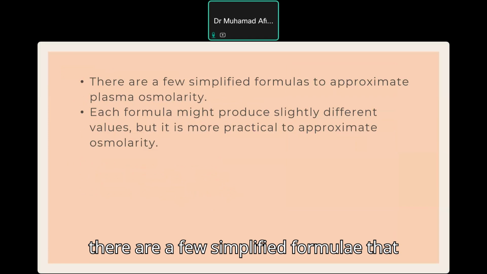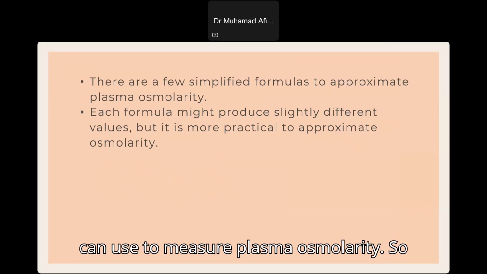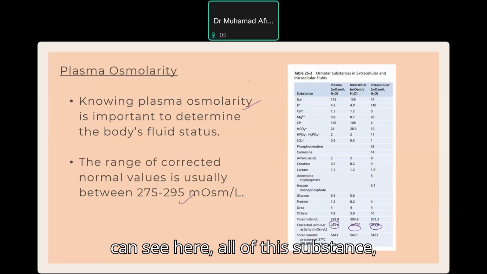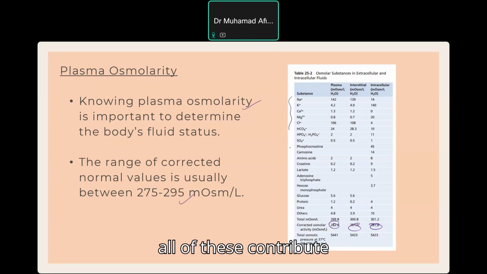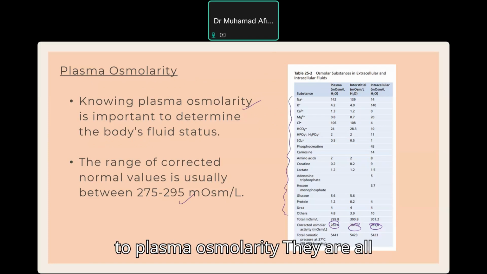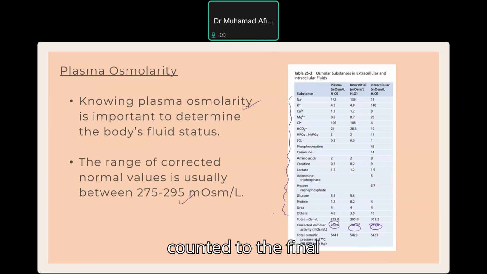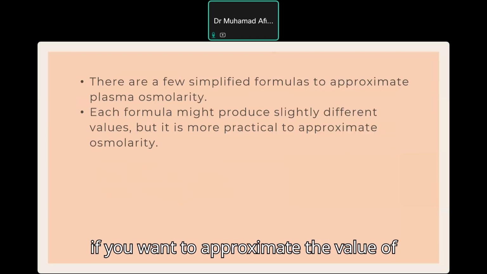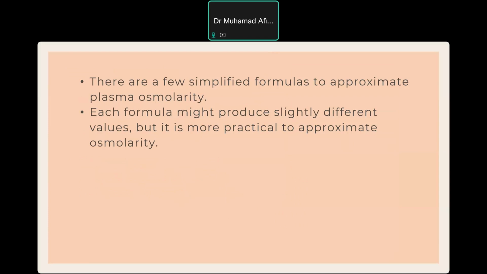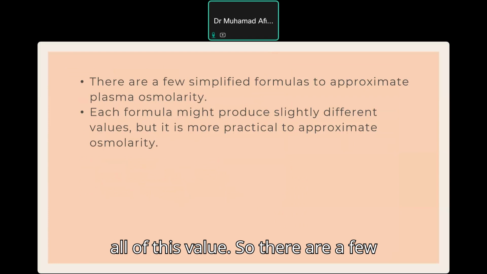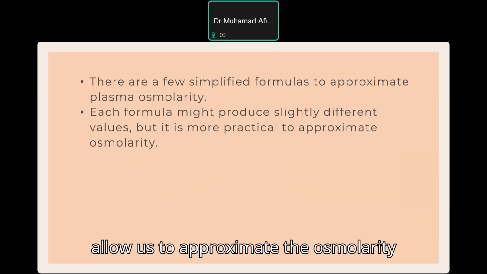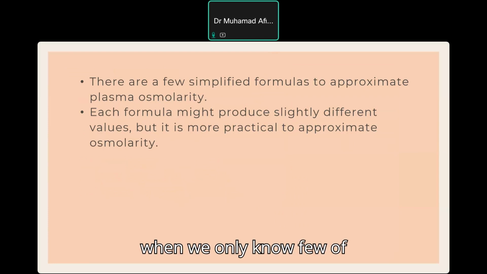There are a few simplified formulas that can be used to measure plasma osmolarity. This is more for clinical settings where you don't have all the values, because you can see here that all of these substances contribute to plasma osmolarity and are all counted in the final value. But in clinical or more practical settings, if you want to approximate plasma osmolarity, you don't have all of these values. So a few formulas have been developed that allow us to approximate the osmolarity when we only know a few of the values.